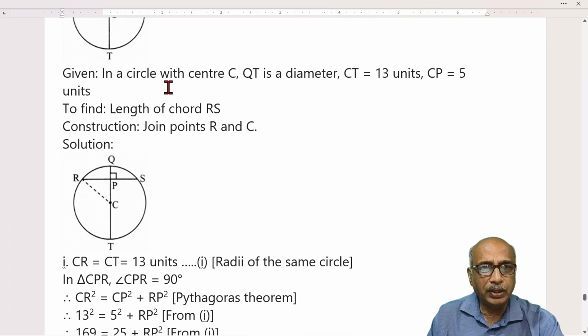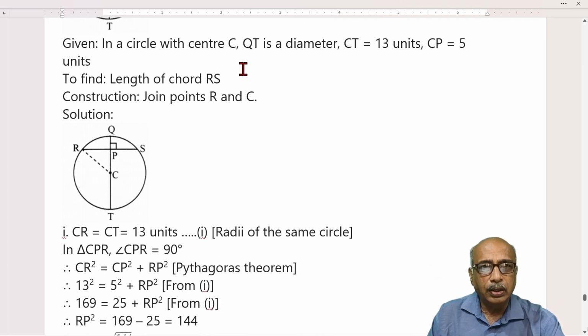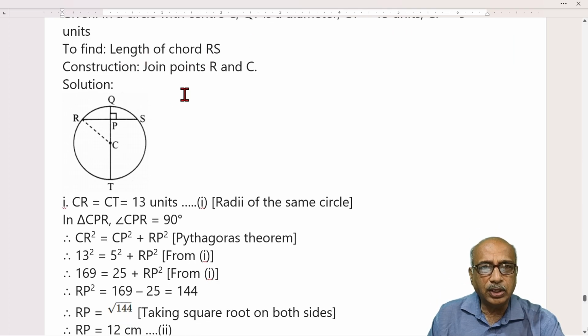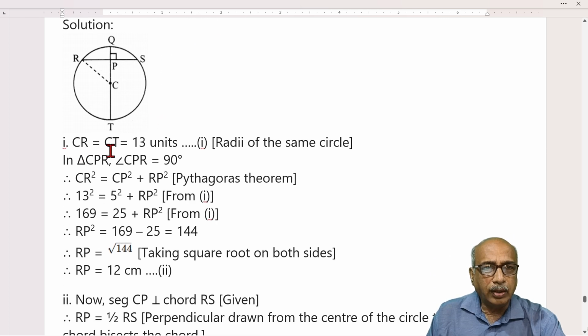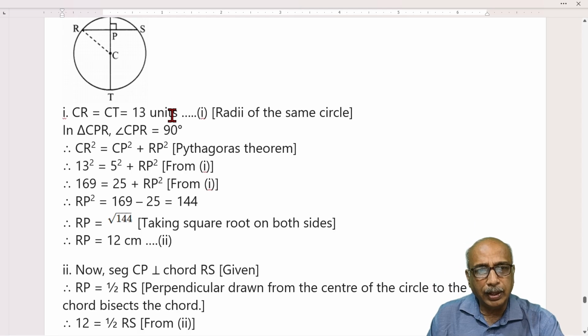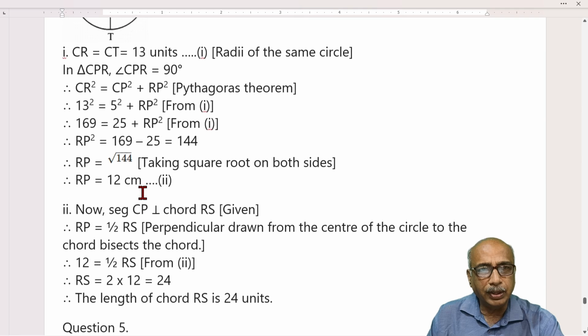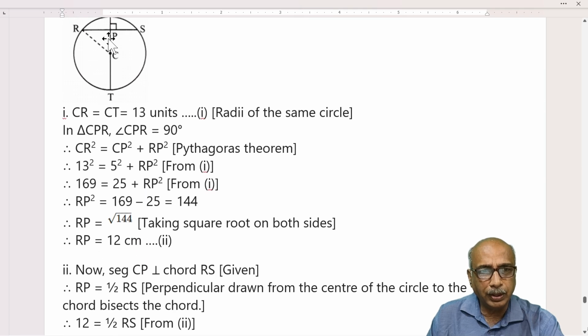From the given information, in a circle with center C, QT is the diameter, so CT equals 13 units, CP equals 5 units. To find the length of the chord RS, construction: join R and C. CR equals CT equals 13 units, radii of the same circle. In triangle CPR, angle P equals 90 degree. Therefore, by Pythagoras theorem, RP equals 12 centimeter.